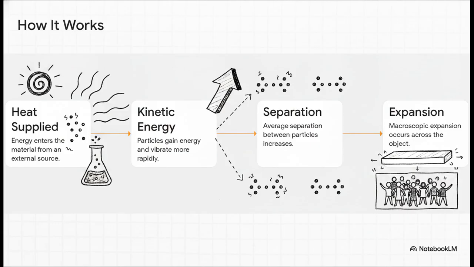And finally, step 4, when millions or really billions of atoms expand by these tiny microscopic amounts, they collectively produce a macroscopic expansion that we can actually measure. Honestly, a brilliant analogy for this is just imagining a bunch of people standing in a really crowded room. If everyone suddenly starts jumping around and dancing energetically, they naturally need more space, right? So the whole crowd just kind of has to spread out.